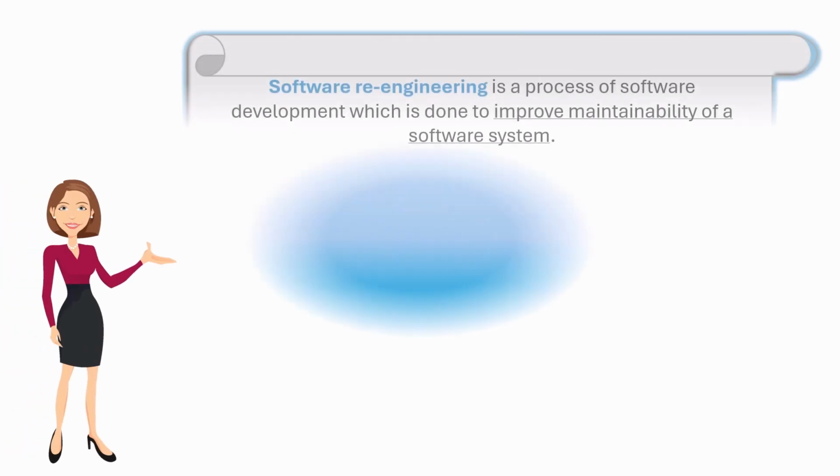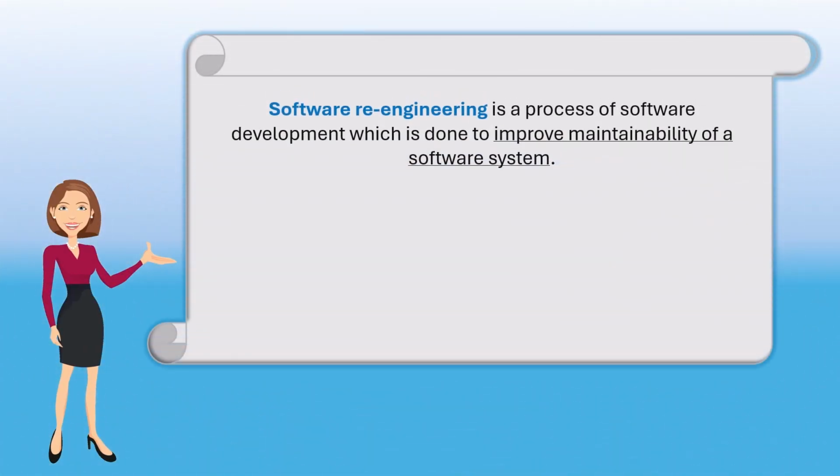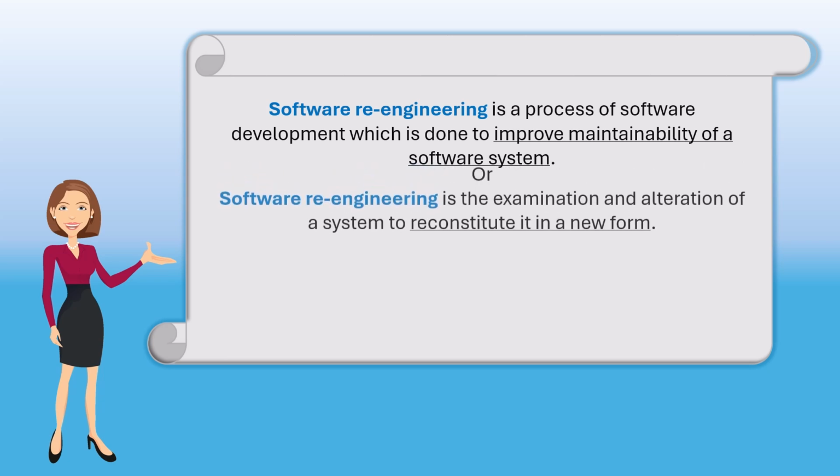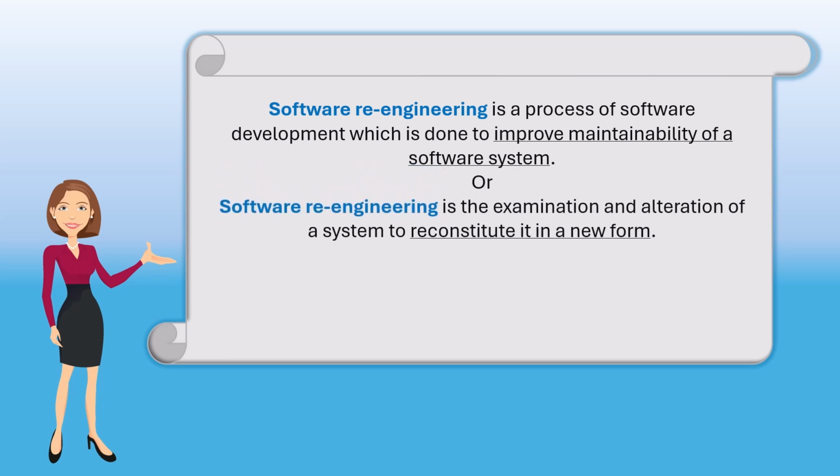Software engineering is a software development process focused on improving the maintainability of the existing system. Instead of building software from scratch, we work on an already developed system and enhance its structure, readability and long-term usability. In simple terms, it is the examination and modification of a software system to transform it into a better, more organized form while preserving its functionality.